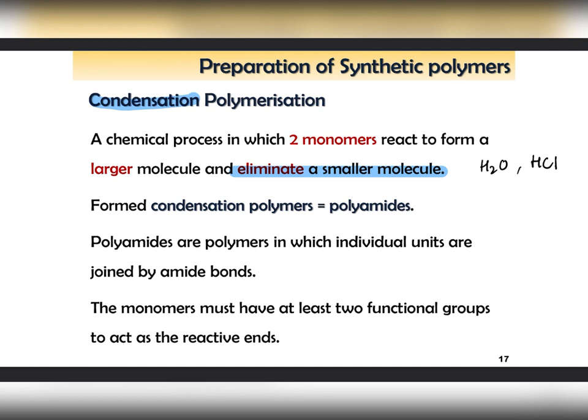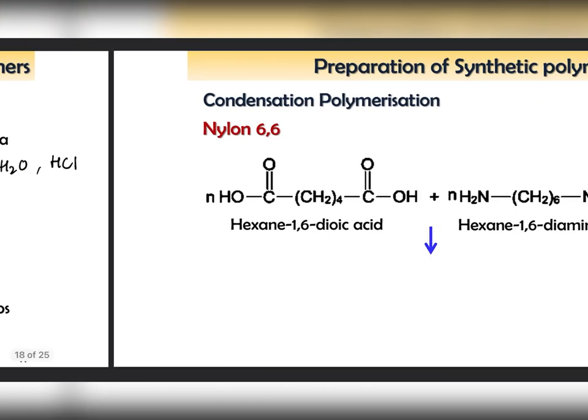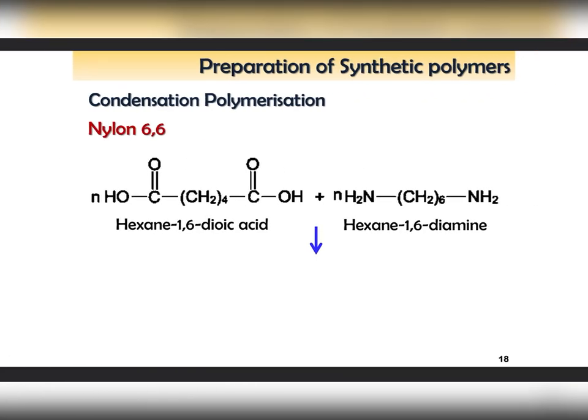Condensation polymers, we call them polyamides. Polyamides are polymers that are joined by amide bonds. Sometimes it can be a peptide bond, but most of the time it is an amide bond. A peptide bond must involve amino acids, only between amino acids. If both monomers are not amino acids, we just call it an amide bond. The monomers must have at least two functional groups at the reactive ends. So, let's have a look at this example, how to form nylon 6,6.